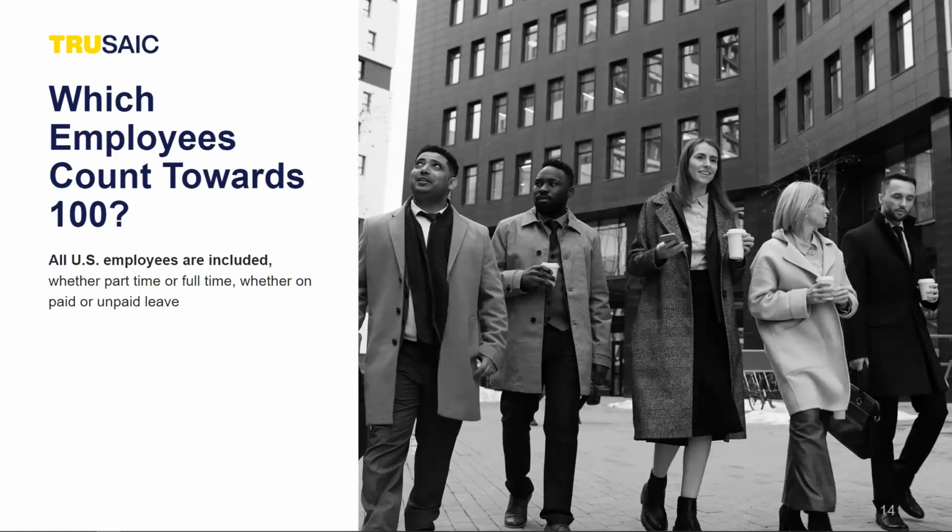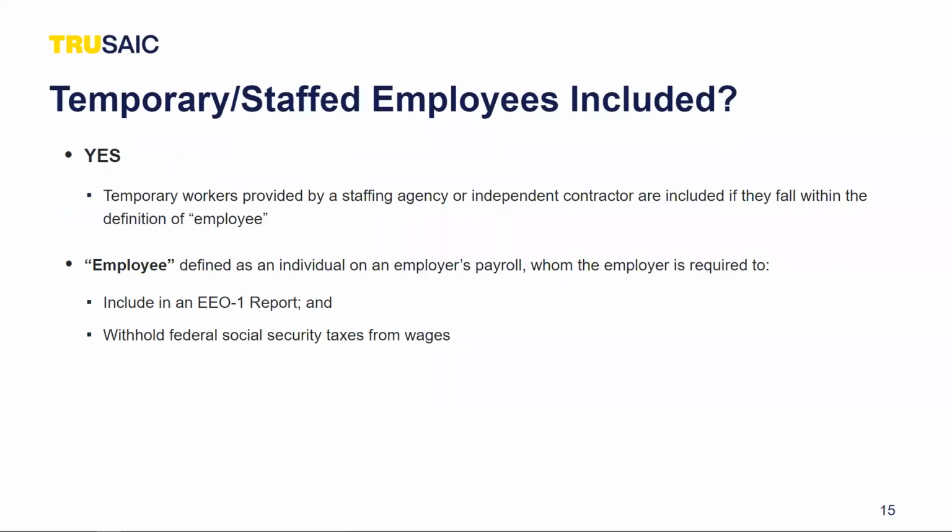A little bit more on counting: which employees count toward whether that threshold is met? All employees in the US are included, whether they're full-time or part-time, and whether they're on paid or unpaid leave. So long as they're considered an employee, they're counted towards the 100 for that threshold showing. What about temporary staff? In general, the default is yes, temporary staff are part of that head count. The DFEH gives a definition of employee: an individual on an employer's payroll whom the employer is required to include in an EEO-1 report and for whom the employer withholds federal Social Security taxes from their wages. That's the definition of an employee for this 100 employee counting requirement.